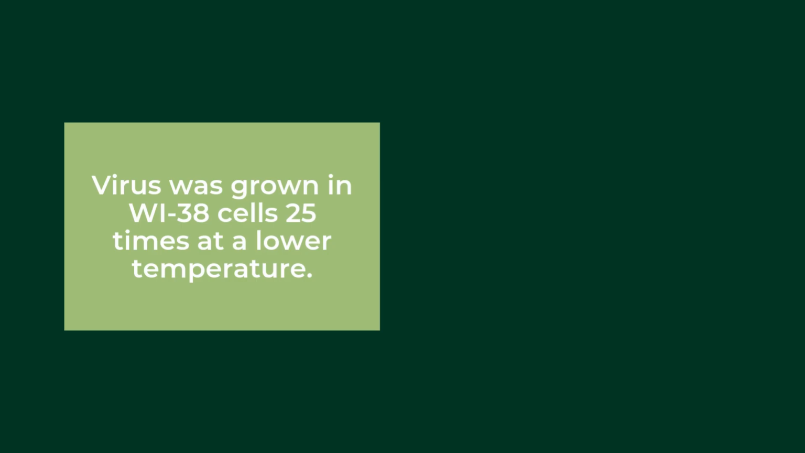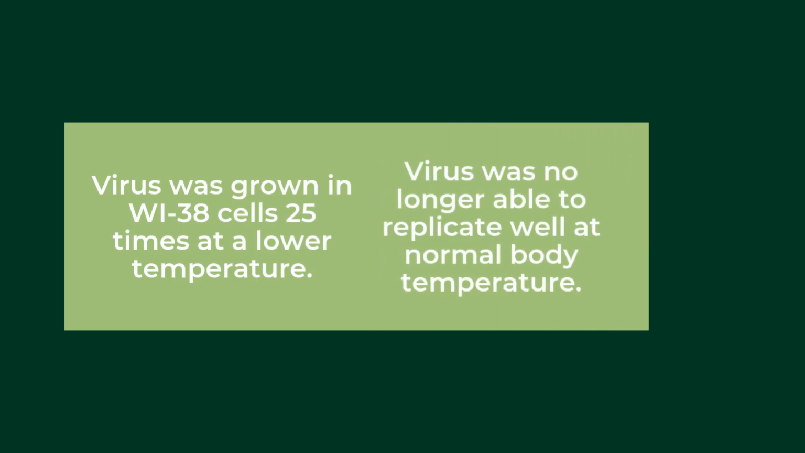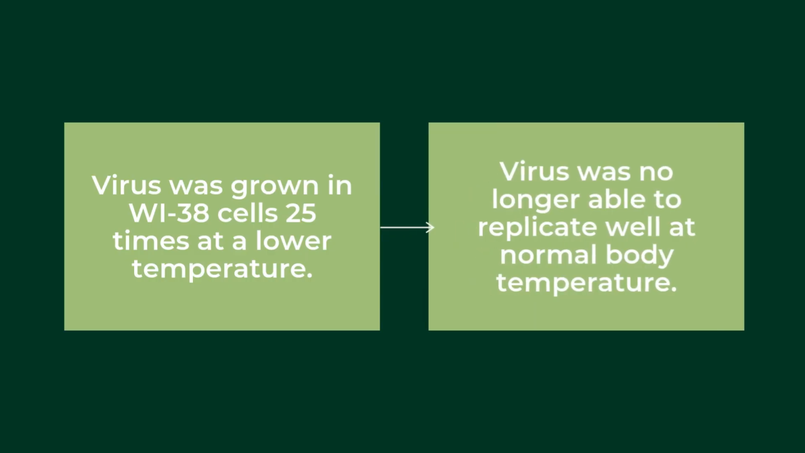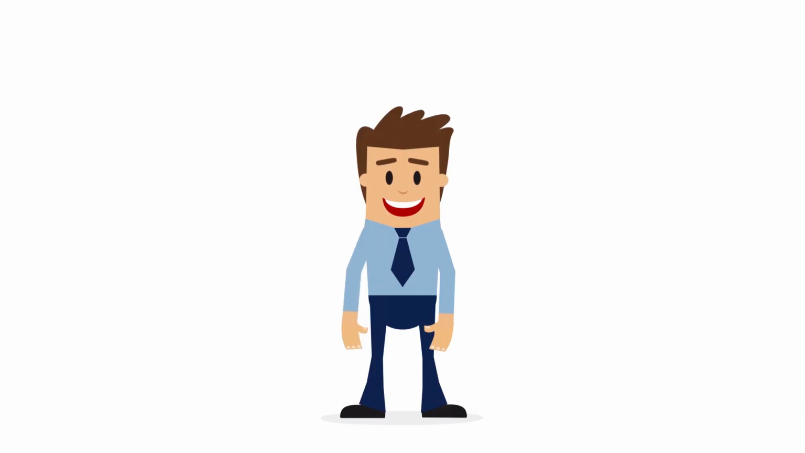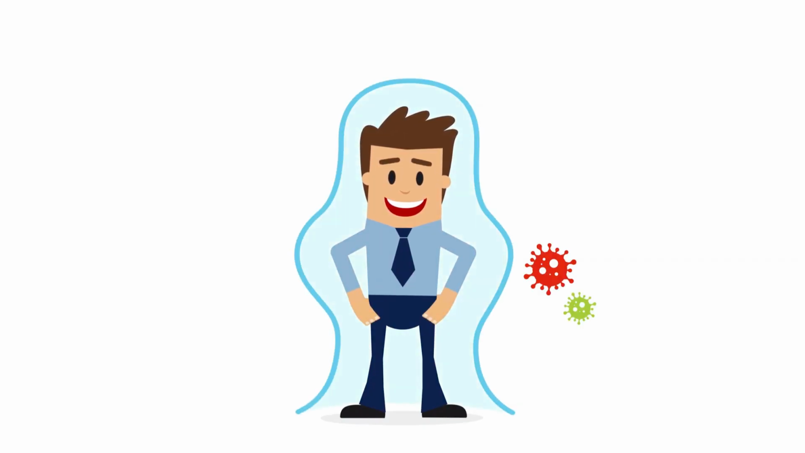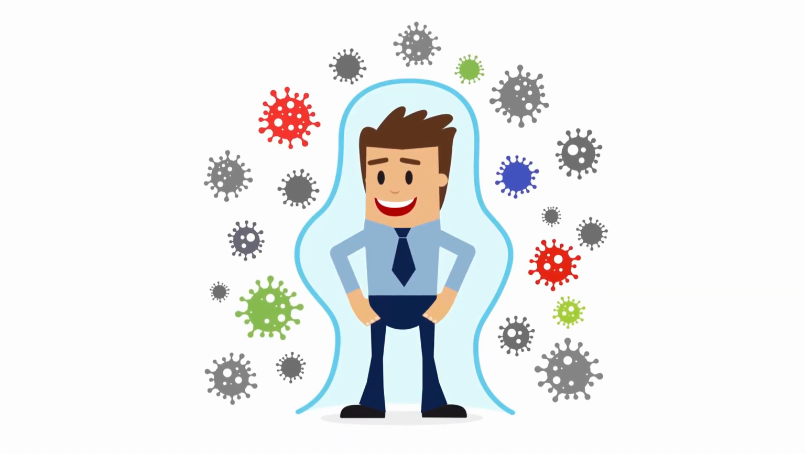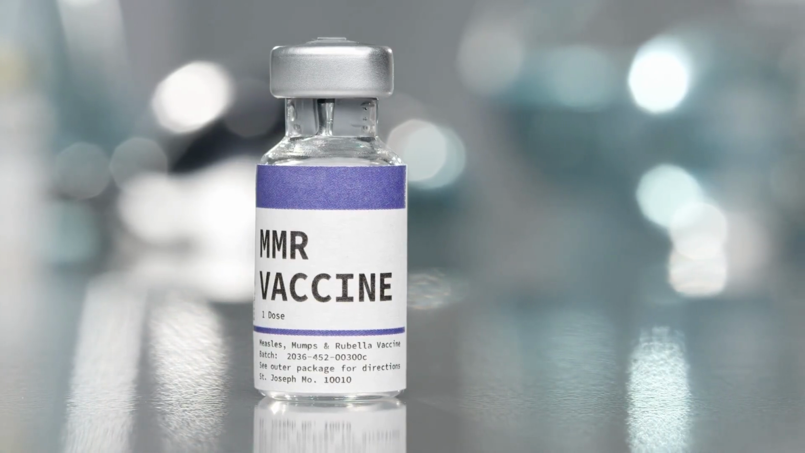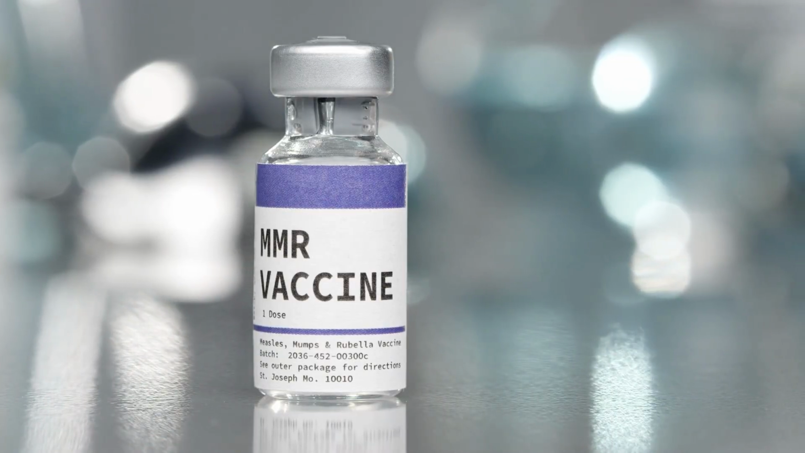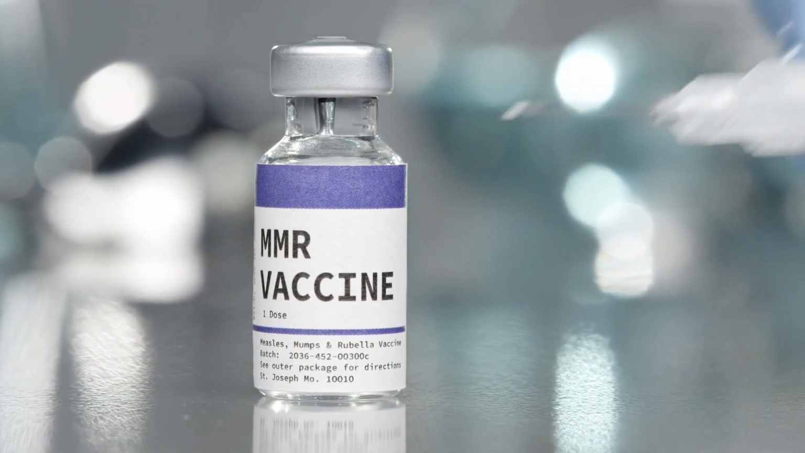After the virus had been grown through the cells 25 times at the lower temperature, it was no longer able to replicate well at normal body temperature, or enough to cause illness in a living person, but it was still able to stimulate a protective immune response. The rubella vaccine developed with WI38 is still used throughout much of the world today as part of the combined measles, mumps, and rubella vaccine.